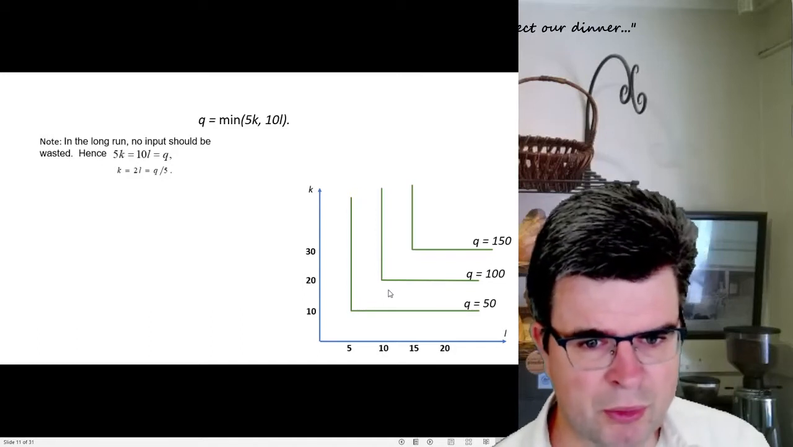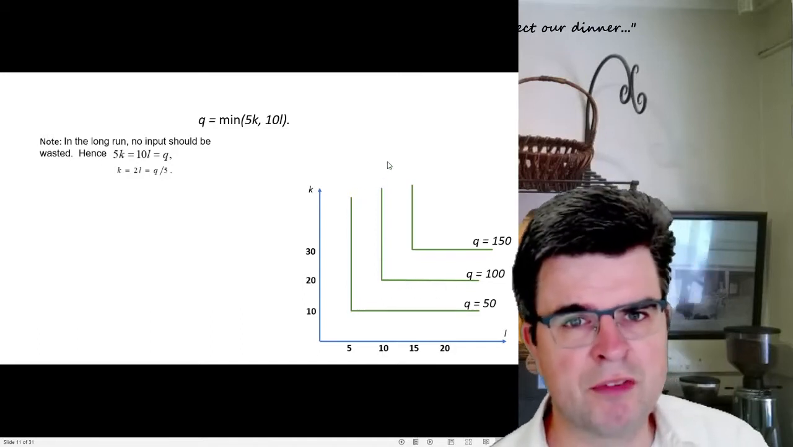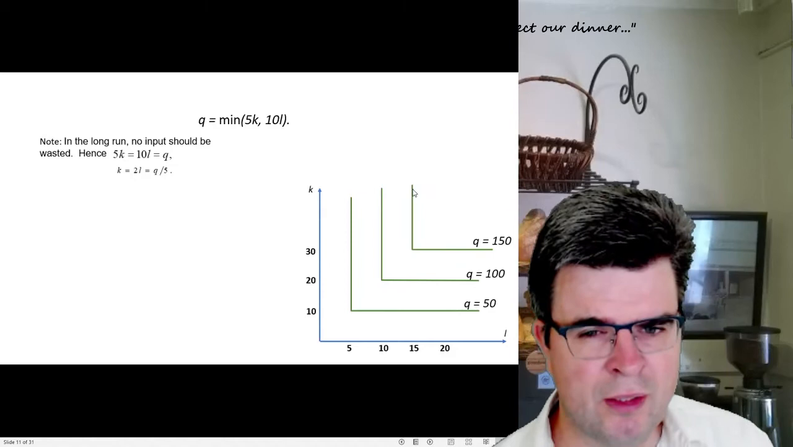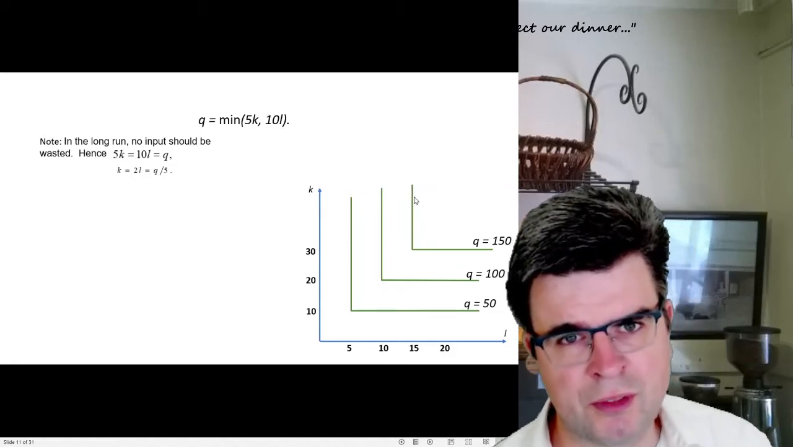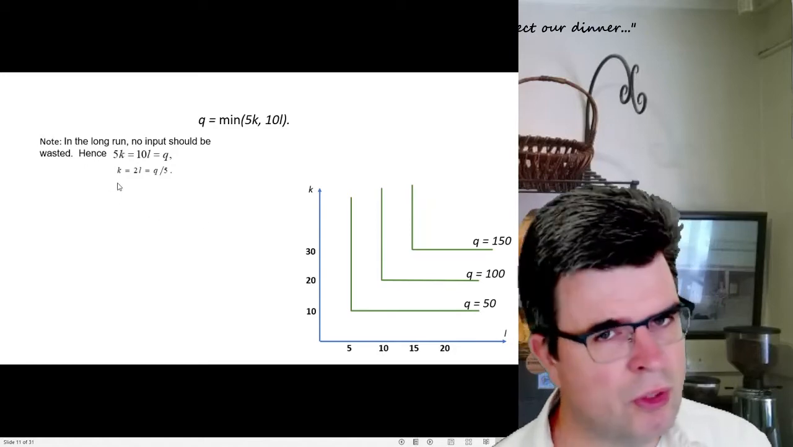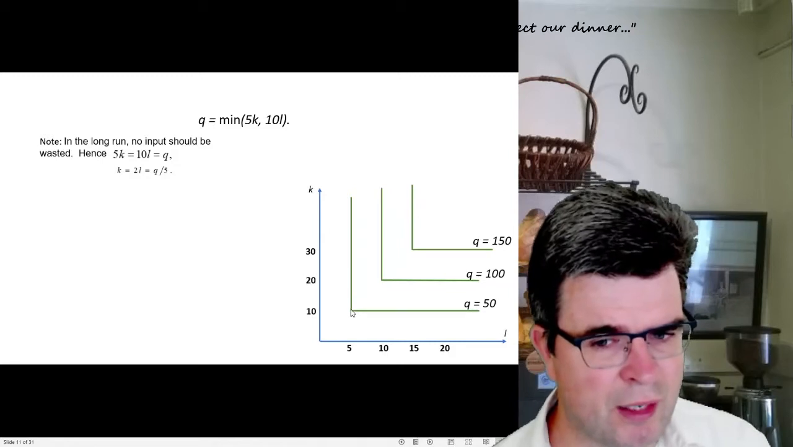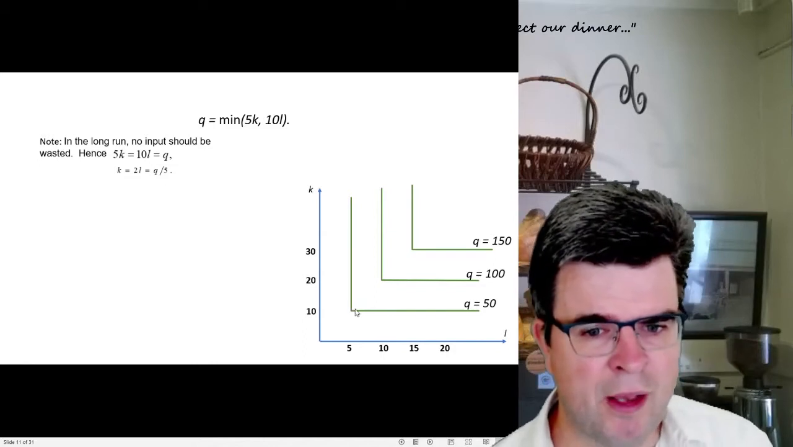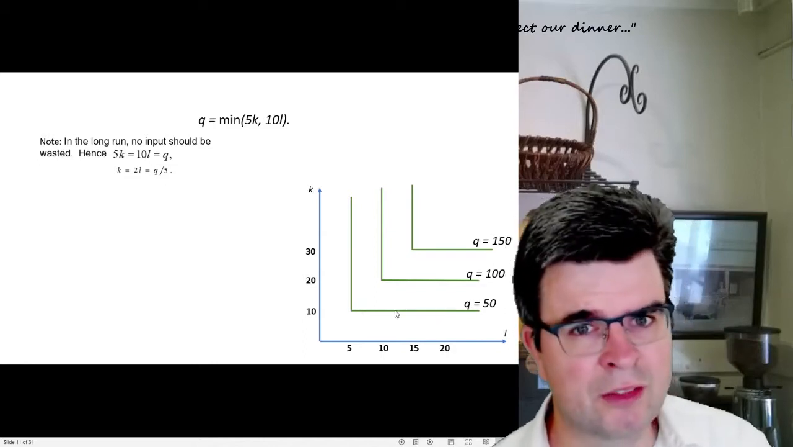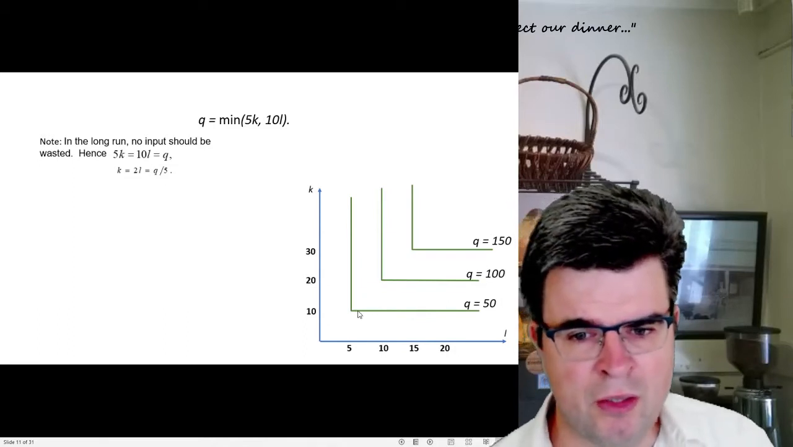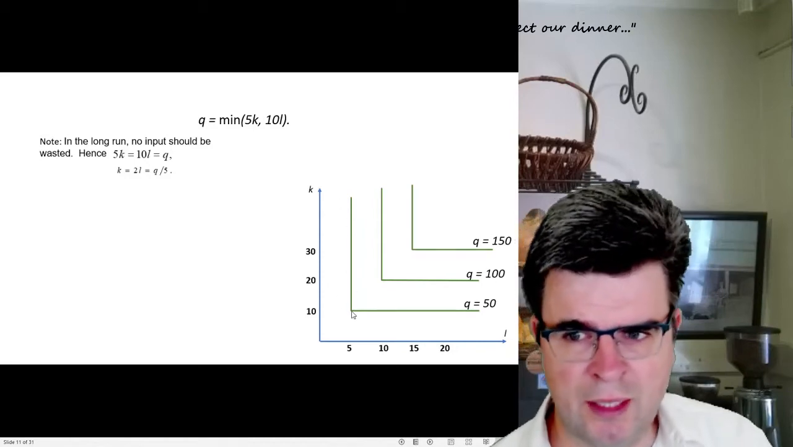And I've also denoted some other isoquants here. Here is the one associated with an output of 100 units, here with 150. And you can see that all these isoquants are very kinked isoquants. So in the long run, no input should be wasted, so you will never have units of capital in place that don't lead to extra production. And you also will not hire extra units of labor that don't actually serve to increase output. So you will never be here, you will never be here. You will always, in the long run, be at the kink.